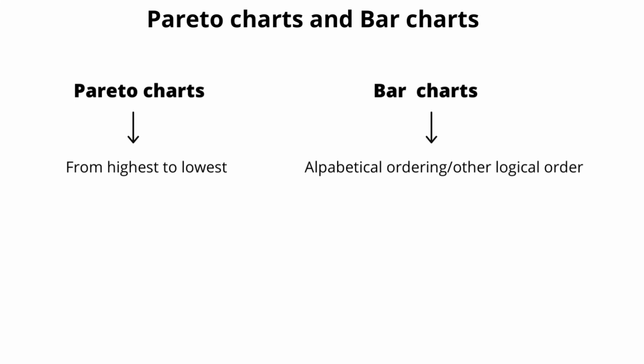What is the difference between a Pareto chart and a bar chart? As I mentioned above, a Pareto chart is a special example of a bar chart. For a Pareto chart, the bars are ordered from highest to lowest. For a bar chart, the order is not forced from high to low. Bar charts often use alphabetical ordering or some other logical order.